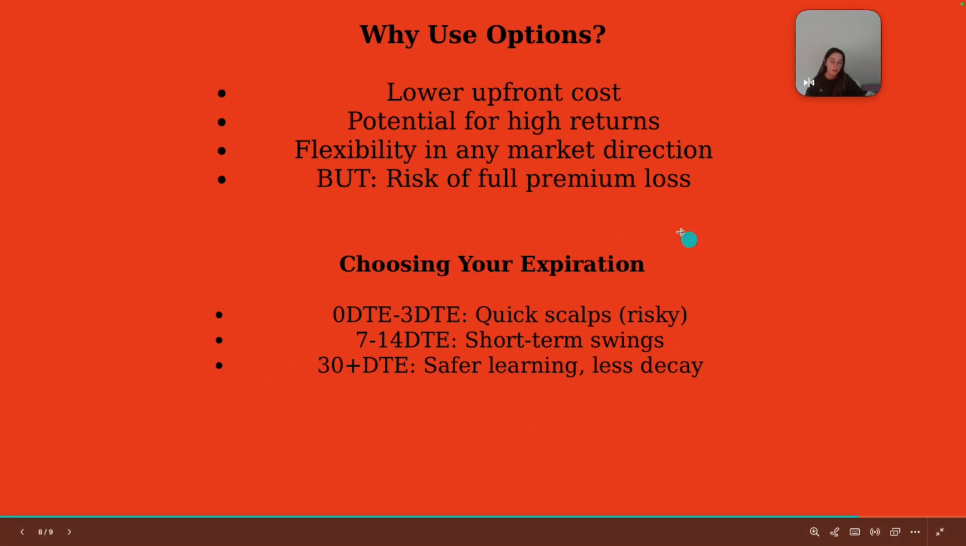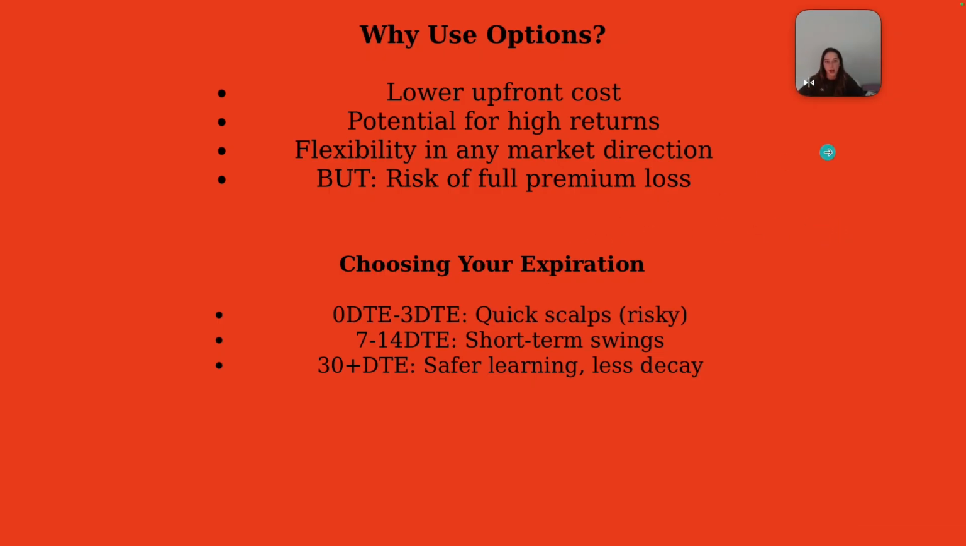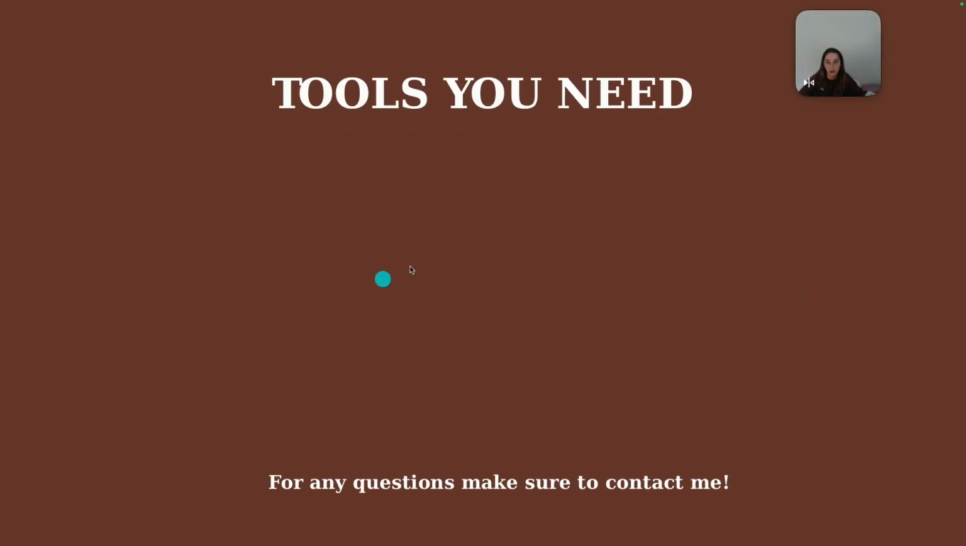Safer for learning. Again, I don't think you guys should go out and buy over 30 day expiration contracts if you're trying to do day trading. But yeah, you have less decay on those. These are really good for swing trading, maybe further swing trades, couple week swing trades.